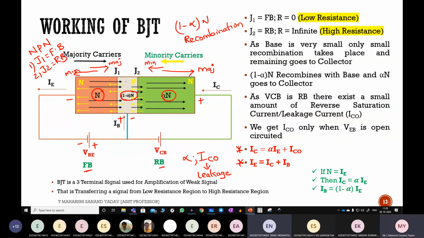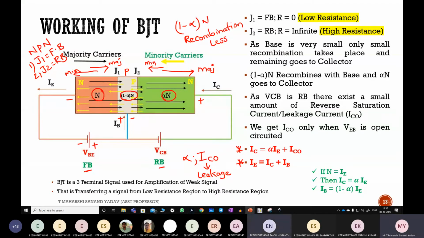Now tell me what is happening internally within this base. We are done with emitter and collector now. You tell me about base. As the base is very small, recombination takes place within it. Will the recombination rate be less or more? Less, correct, because it is very thin.